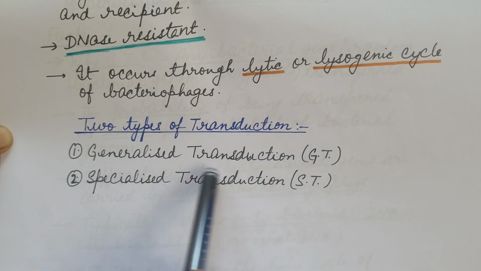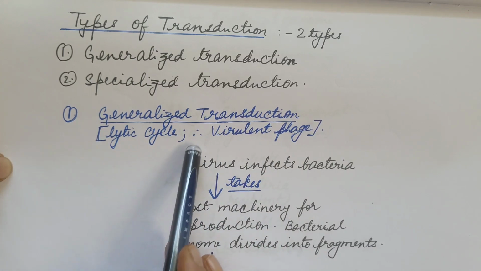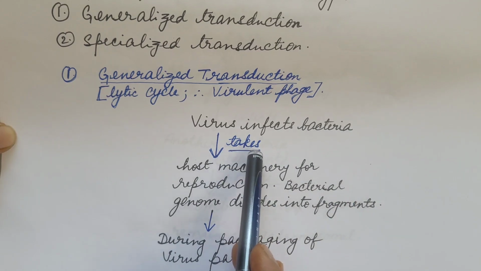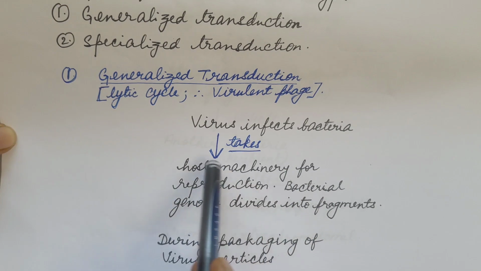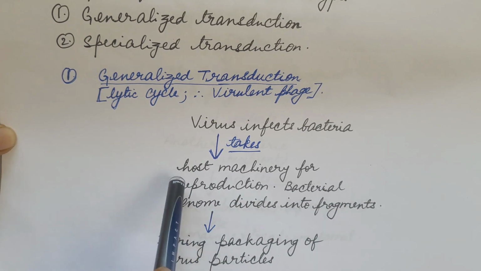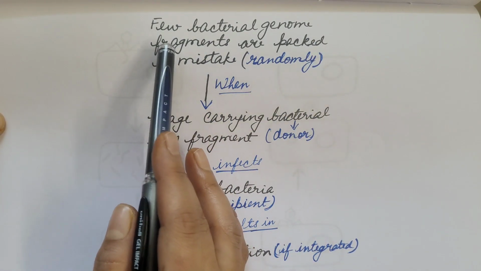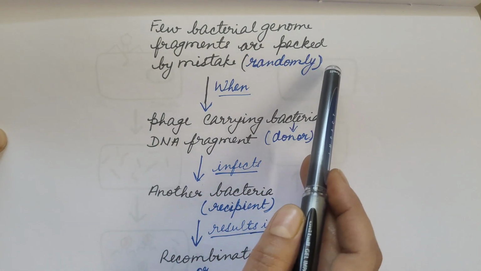First of all, let us see the steps involved in generalized transduction. Generalized transduction takes place by the lytic cycle in the virulent phage. First of all, the bacteriophage virus infects bacteria, that is the donor bacteria, and takes the host machinery for reproduction. Also, the bacterial genome divides into fragments. Once multiplication or reproduction is complete, the packaging of virus particles takes place. In this packaging process, a few bacterial genome fragments are also packed by mistake, and this packaging is random.